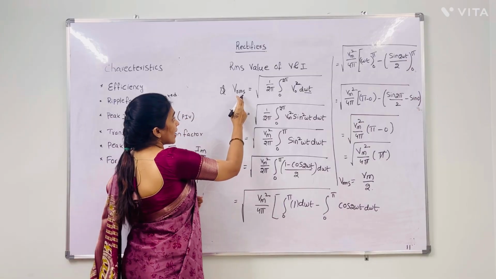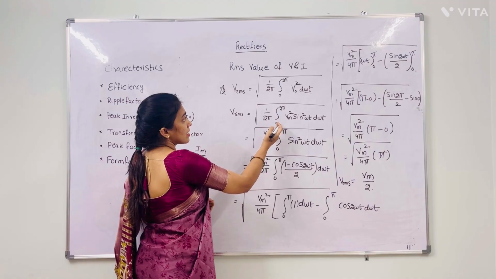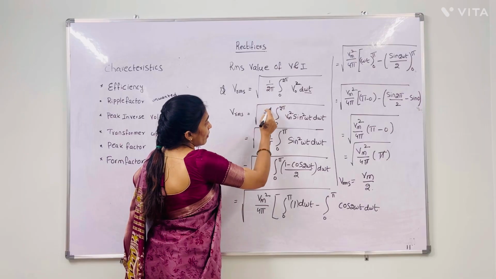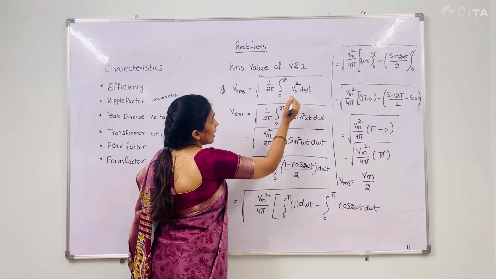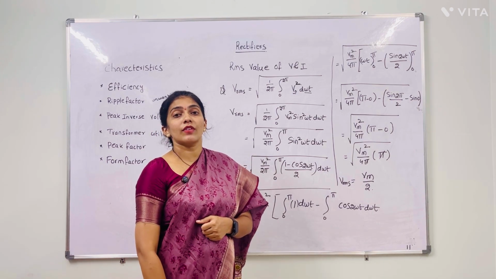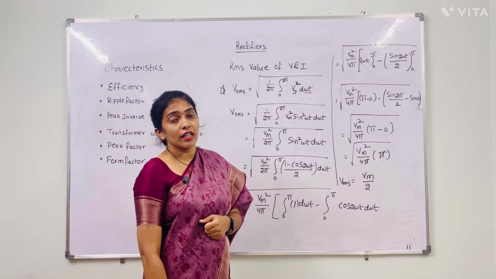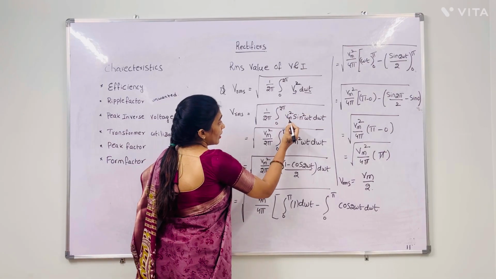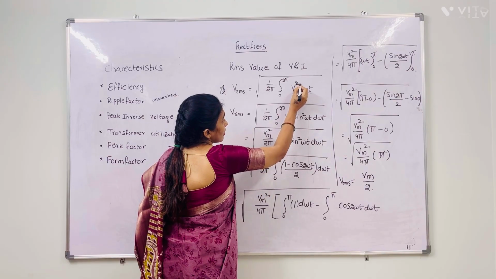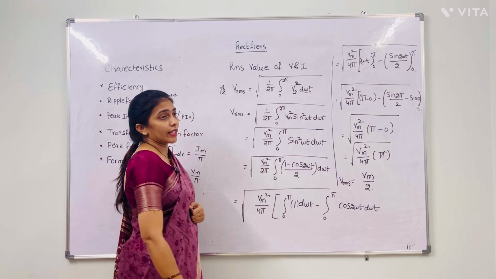Next, we are simplifying this equation. VRMS equals under root 1 by 2 pi, as it is, integral 0 to pi. We already know the V naught formula is Vm sin omega t, and the I naught formula is Im sin omega t. So instead of V naught we take Vm sin omega t. Here we have a square, so Vm square sine square omega t d omega t.